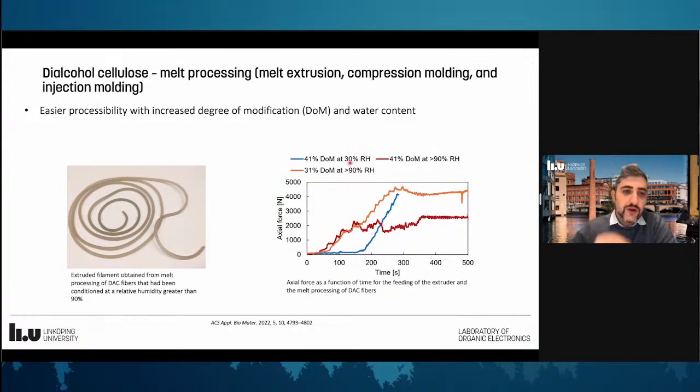So the fibers were initially conditioned at 30%, for example, in the blue line, and the degree of modification was 41%. In this experiment, it wasn't able to process the material. But when the material was initially conditioned at higher water content or relative humidity, so therefore it has more water in it, it was able to process and form basically this filament. And it was easy, of course, to extrude material with a higher degree of modification, but it was also possible, though a bit harder, to extrude the material with 31%.